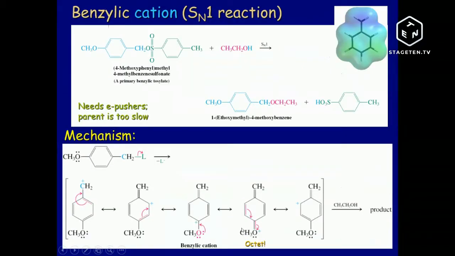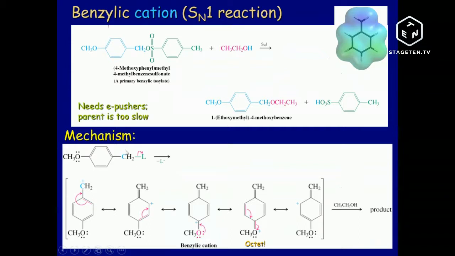So, apart from having a benzylic radical, you can have a benzylic cation. So, what is a benzylic cation? A benzylic cation is something where you have a positive charge being moved around. Again, to get a benzylic cation, it's not the simplest thing. You actually need to have a very good leaving group.